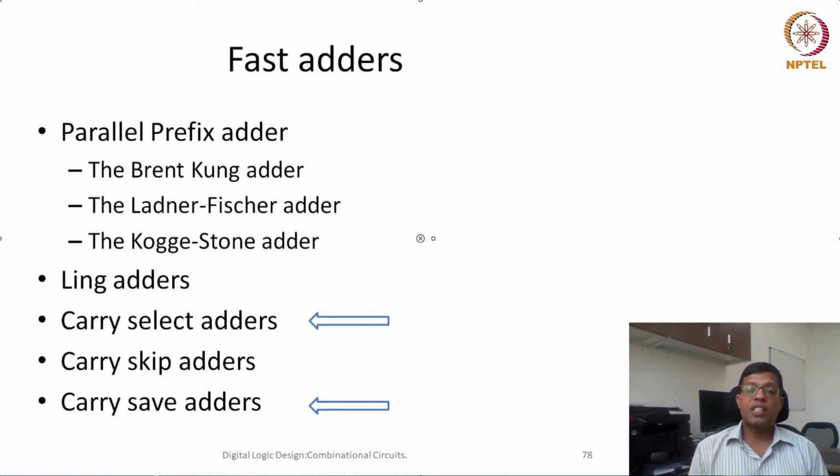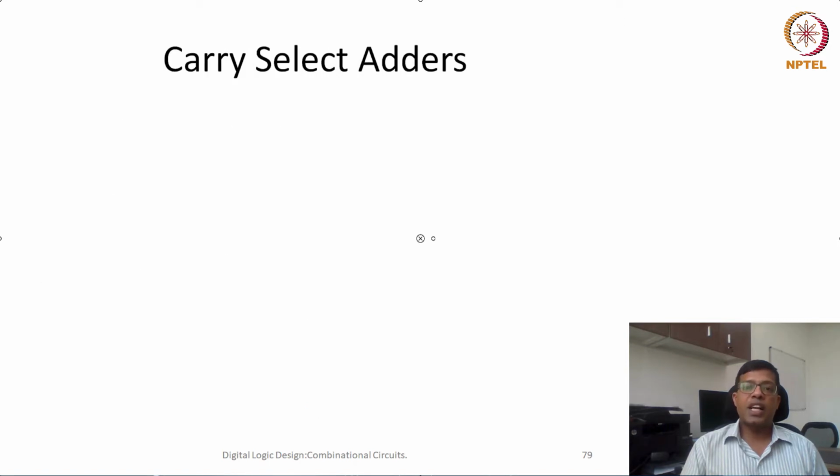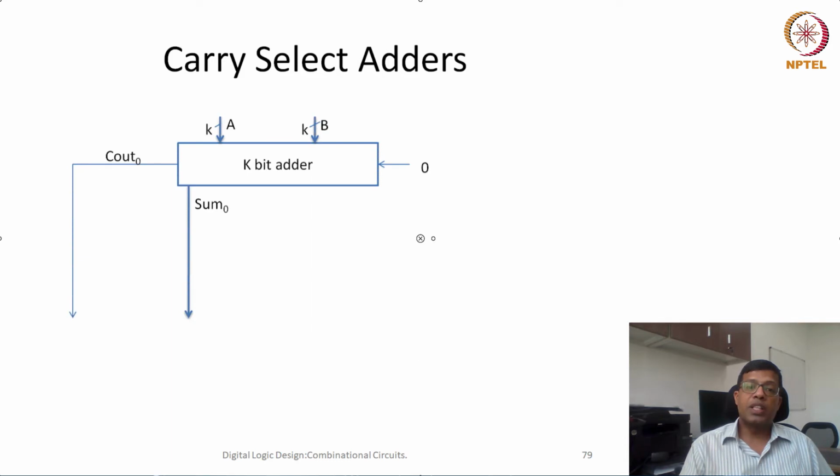And carry save adder is a fast adder, not for two operands, but for a very special case. But it's important to know that particular scenario. So let's first understand what carry select adder is. The problem in any particular adder is that we don't know what the carry in would be, and because we don't know the carry in, that is the major problem, and because of that we can't compute what the carry out would be.